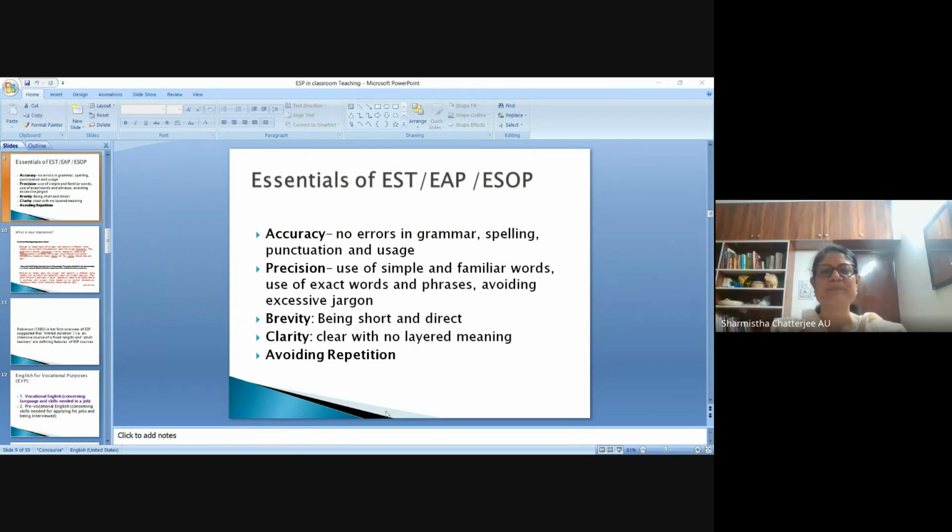Be short. Okay. Clarity. Absolutely. No layered meaning. And don't repeat. I am repeating because, by default, I'm a language and literature teacher. Because of your paucity of time, I understand, you have no scope for repeating things. Okay. So we'll just move on.